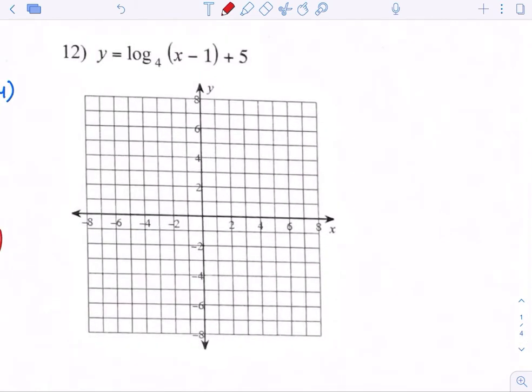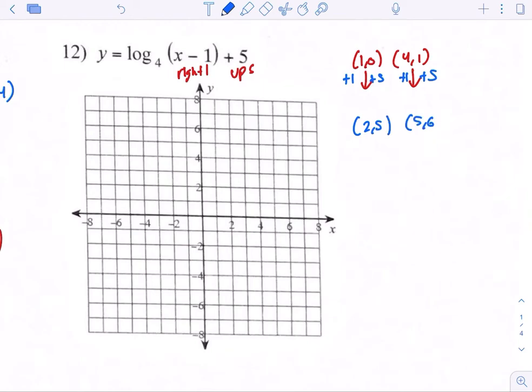Number 12. 1 comma 0, our b comma 1, that's our b, so 4 comma 1. Let's look at our transformations. Right 1, and up 5. So if it goes right 1, you guys, right? You add 1 to the x coordinates. Going up 5, you add 5 to the y coordinates. So 2 comma 5 and 5 comma 6.